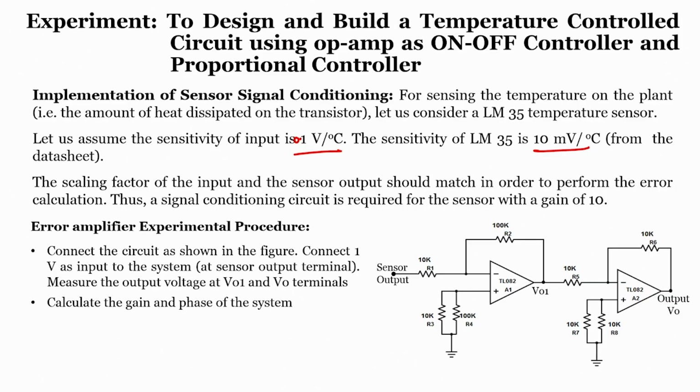So, we have to match the input sensitivity with LM35 sensitivity, so that both factors will be of same unit. In order to match with that, we have to multiply the output of the sensor, which is LM35, with a gain of 10. That means we have to amplify the LM35 sensor output by a gain, so that it will be my feedback signal.